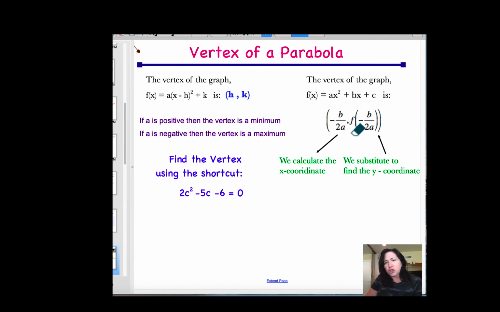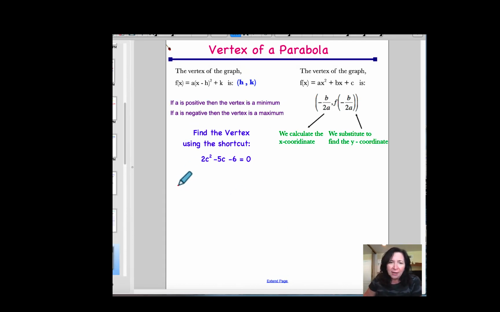The vertex shortcut, though, is, if it's in standard form, where it says y equals ax squared plus bx plus c, you're going to use negative b over 2a to find the vertex. So you're going to find that first, and then once you finish, you're going to plug that into the equation to find the y.